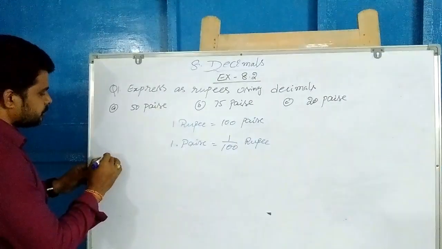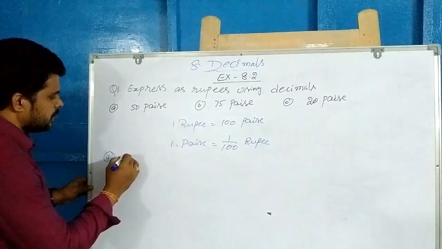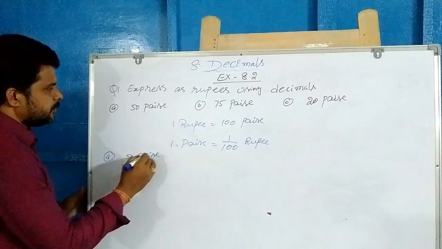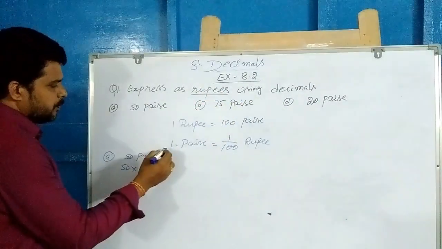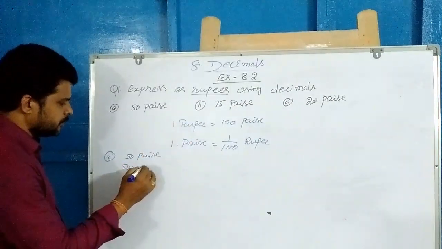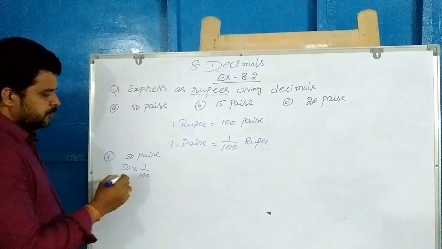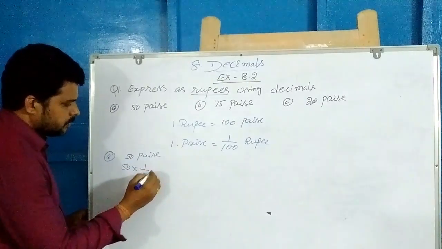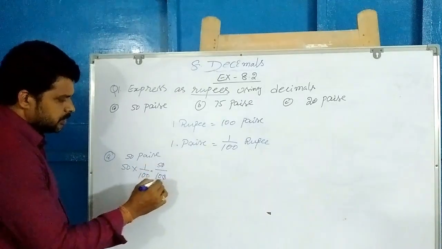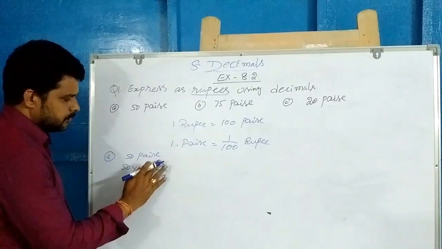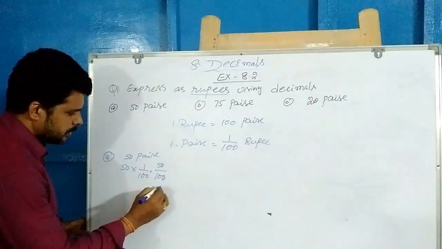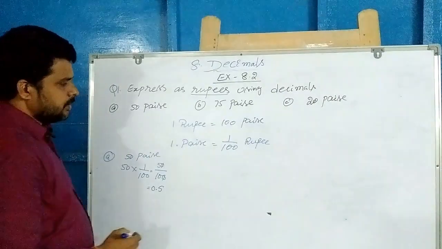Now see the first one, A. How many paisas have they given? 50 paisa. 50 paisa converted into rupees. So 1 paisa is equal to how many rupees? 1 by 100 rupees. Then 50 paisa is equal to 50 into 1 by 100, so that means 50 by 100. The 0s cancel, so 5 by 10. 5 by 10 means 0.5.